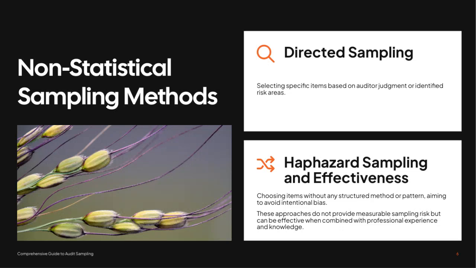Now let's look at non-statistical sampling methods. The first one is directed sampling. This involves selecting specific items based on the auditor's judgment or focusing on areas where risks have been identified. It allows the auditor to target the review where it's most needed, rather than relying on random selection. The second method is haphazard sampling. Here, items are chosen without any formal structure or pattern, but the aim is to avoid any deliberate bias. While these methods don't give us a clear measure of sampling risk, they can still be quite effective, especially when combined with the auditor's experience and professional knowledge. This blend helps ensure a thorough and thoughtful approach to sampling.